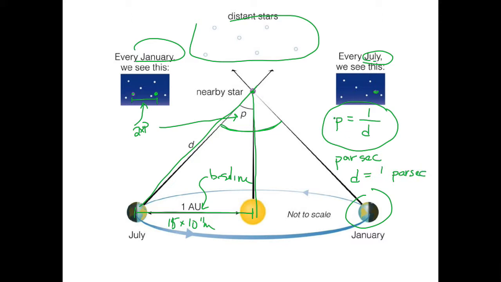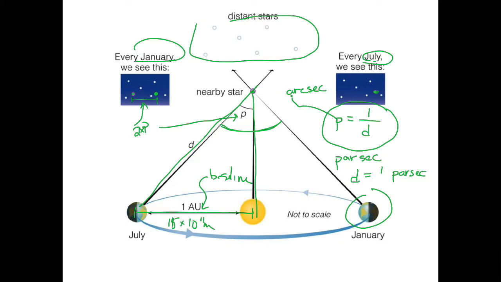and I measure P in arc seconds, and if you'll recall, an arc second is 1/60th of an arc minute, which is 1/60th of a degree. So if I measure P in arc seconds and I measure d in parsecs, then 1 parsec means 1 arc second. Something that's a distance of 1 parsec has an angular motion on the sky of 1 arc second.